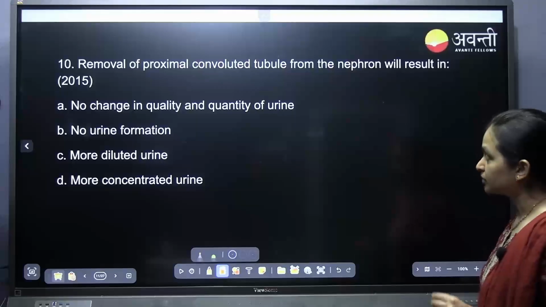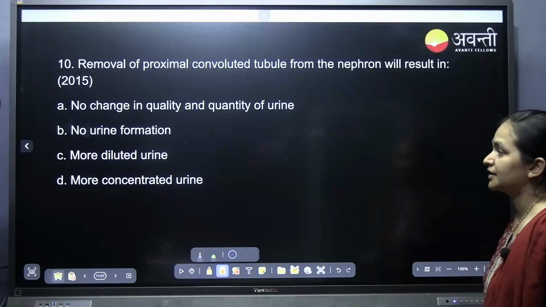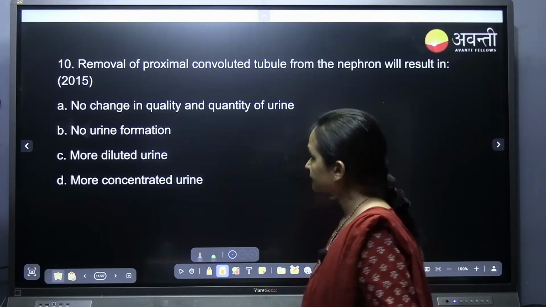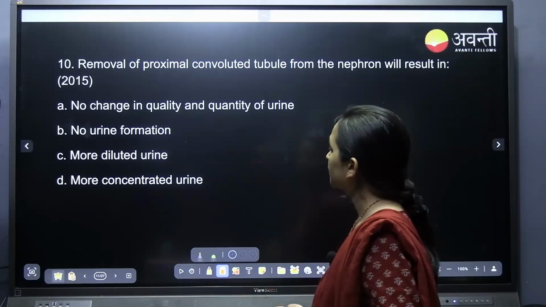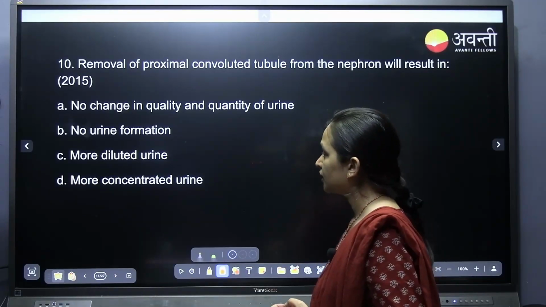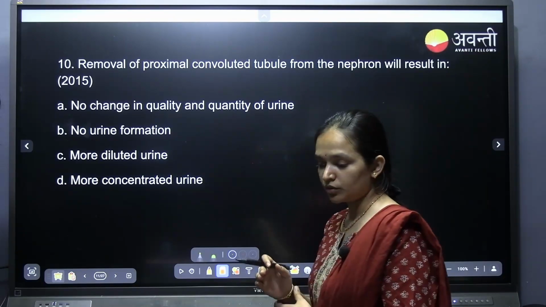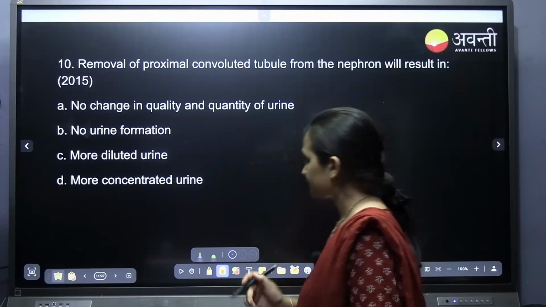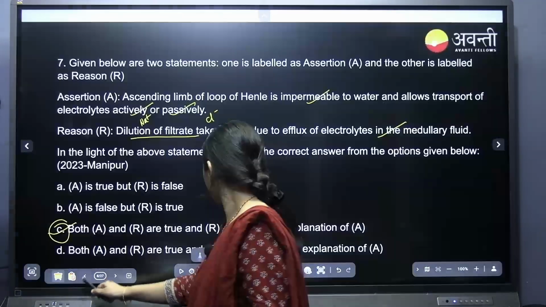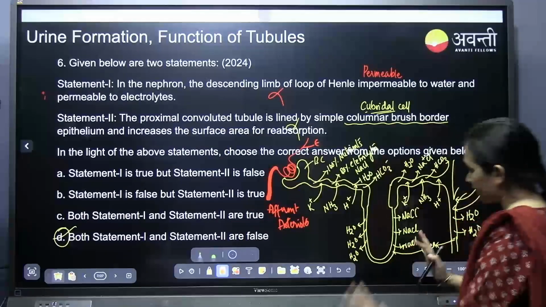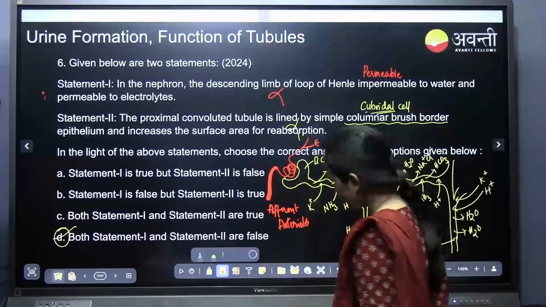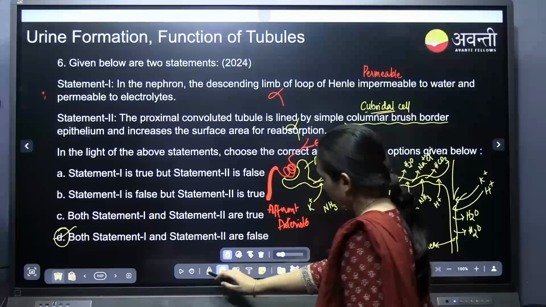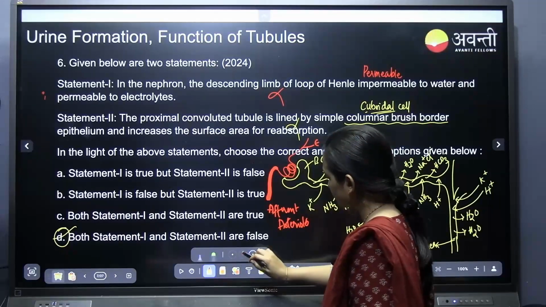Removal of proximal convoluted tubule from the nephron will result in what? Tell me, it is an easy question, very easy. The removal of proximal convoluted tubule results in more concentrated urine? Look, this part is the proximal convoluted tubule. No, that is the wrong answer.